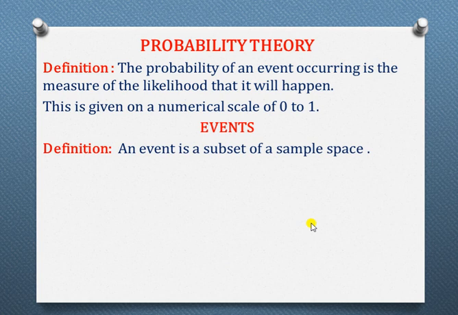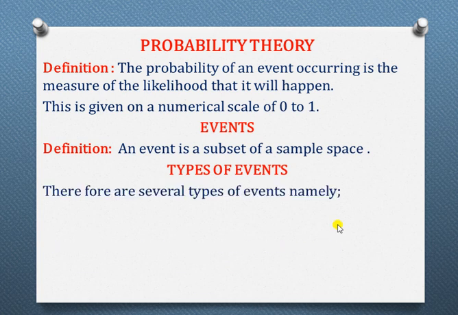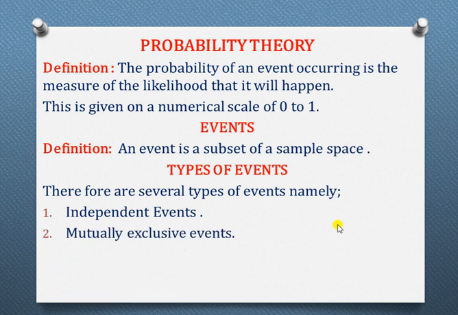Let's look at events. Definition. An event is a subset of a sample space. It is simply a subset of a sample space. Let's now look at types of events. We have quite many, as we shall see below. There are several types of events, namely, we shall begin with independent events, mutually exclusive events, exhaustive events, and finally the undefined events. So we shall look at each of these at a go, and in today's tutorial we shall basically focus on independent events.